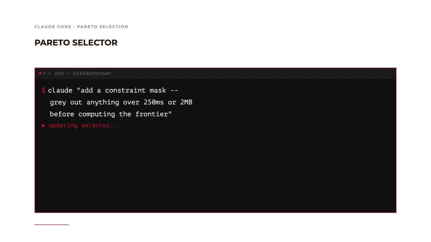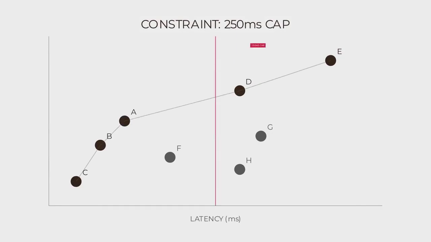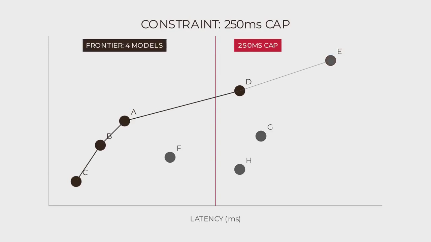Apply a deadline. Iterate: Claude, add a constraint mask, gray out anything over 250 milliseconds before computing the frontier. Rerun with the 250 millisecond cap. Model E at 400 milliseconds transforms to gray. Constraint violation. The new frontier recomputes from the remaining models. The leaderboard winner is now off the short list. The frontier you actually use is smaller, and every model on it fits your deadline.